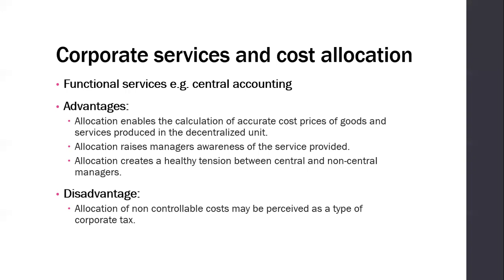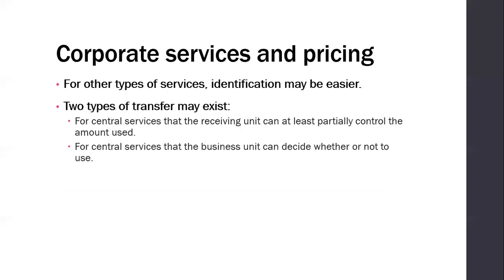Okay? Kasi pag nagka-transfer price ka at binigyan mo ng sourcing decision accountabilities yung different business units, then they feel that they have more control over corporate costs. And so therefore, empowering them, right, over those previously na allocated lang na corporate costs. Okay. So two types of transfer may exist. So for central services that the receiving unit can at least partially control, and for central services that the business unit can decide whether or not to use.